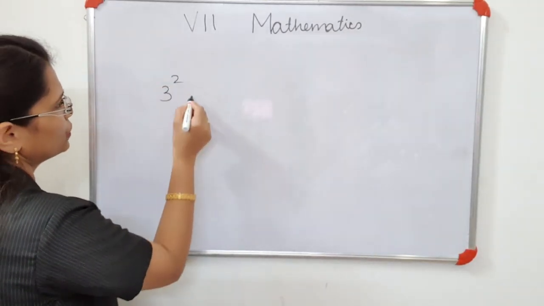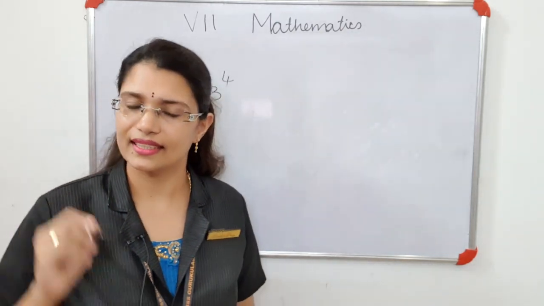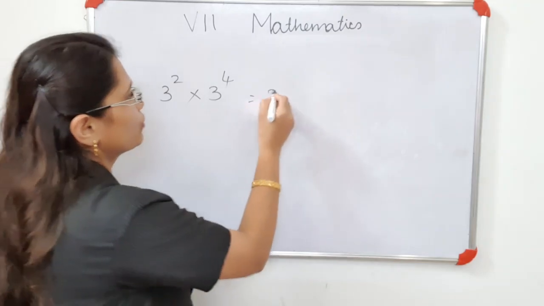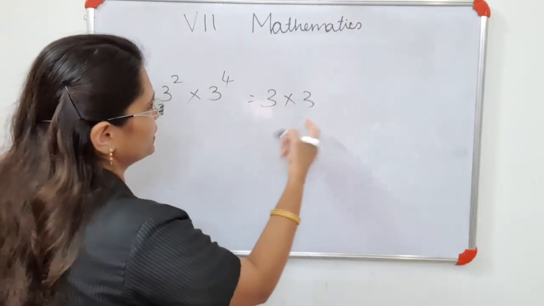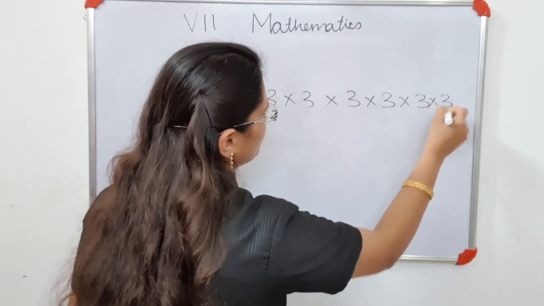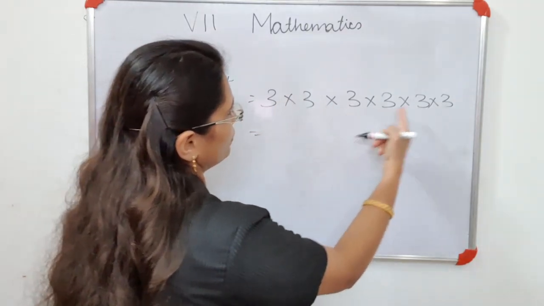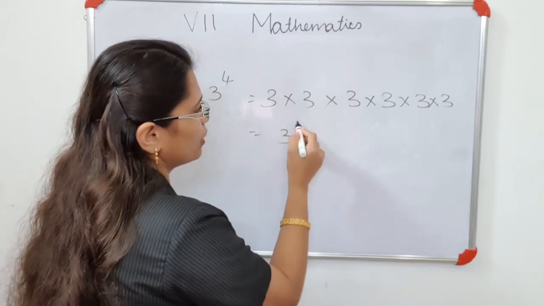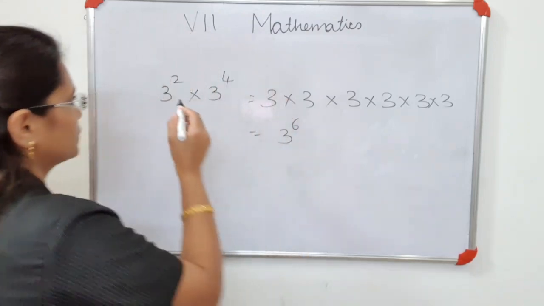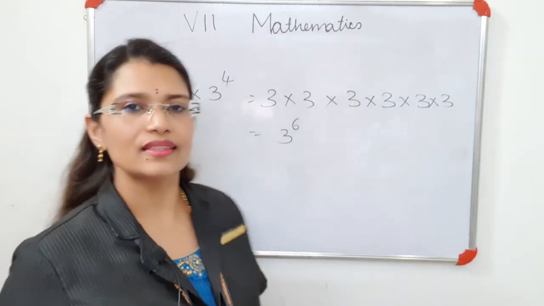3 raised to 2 into 3 raised to 4. You know that 3 square is equal to 3 into 3 and 3 raised to 4 is equal to, we have to write 4 times, right? 3 square means 3 into 3 into 3 raised to 4 means 1, 2, 3 and 4, right? Now count how many 3's are there, 1, 2, 3, 4, 5, 6. So 3 raised to how many times? 6. So 3 raised to 6 is the power. So how did you get this 6? You can add this 2 plus 4 is equal to 6.